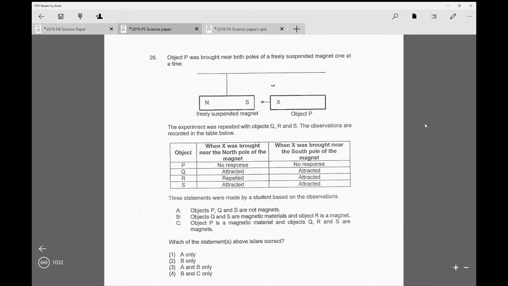Before we do this question, you must always remember: only magnets can repel magnets. Magnetic material cannot repel a magnet. Magnetic material can only be attracted by a magnet. So let's see. The first one, object P, no response, so it must be a non-magnetic material, for example wood or plastic. They don't get attracted by a magnet. Or it can be a non-magnetic metal like copper, silver, gold. Q is attracted on both sides, so it must be a magnetic material, but it's not a magnet because it didn't repel. This one repels, so R must definitely be a magnet, because only magnets repel magnets. And this one is a magnetic material.